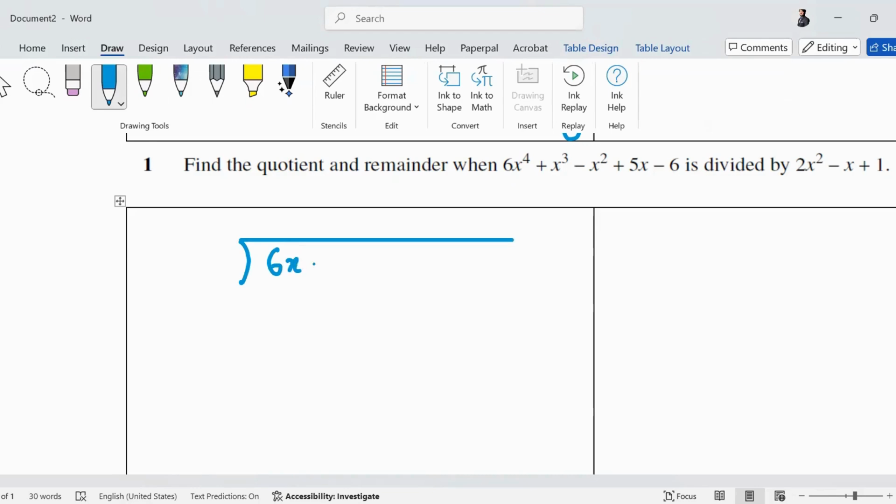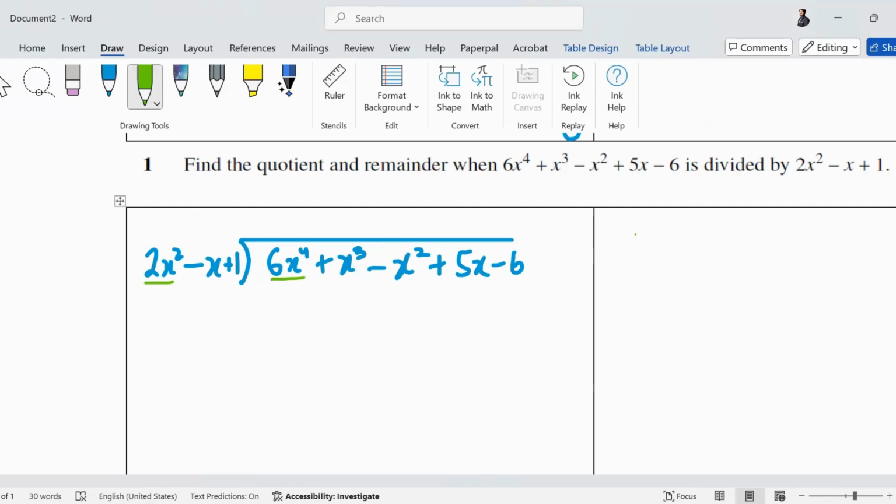So it is 6x to the power 4 plus x cube minus x squared plus 5x minus 6. And this will be divided by, the divisor is 2x square minus x plus 1. Again, we'll only focus on the highest powers of x. So what do I multiply the 2x square with to make it 6x to the power 4?